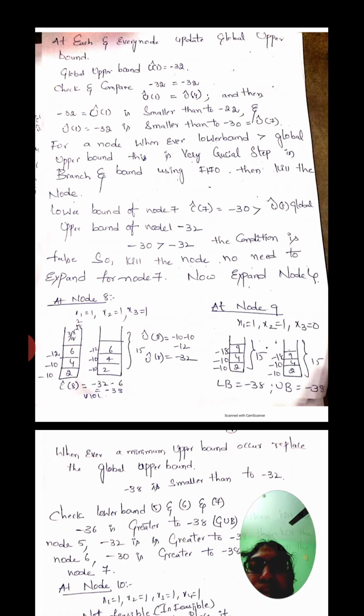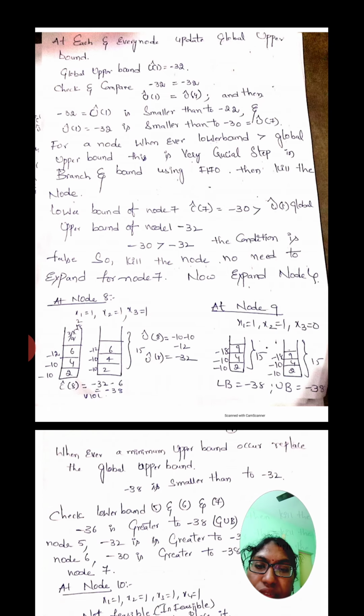We must place the first object, second object and third object. Okay, understand up to now. We have to place first object, second object and third object. We get the value of C cap of 8. In the sense, lower bound is equal to minus 38, and coming to the upper bound, upper bound of 8 is equal to minus 32. How will it come?